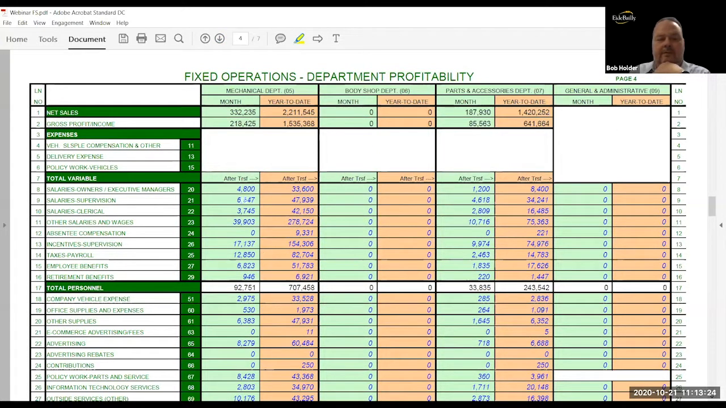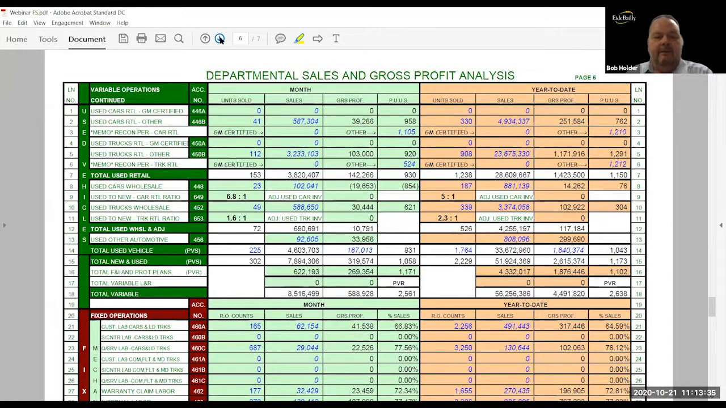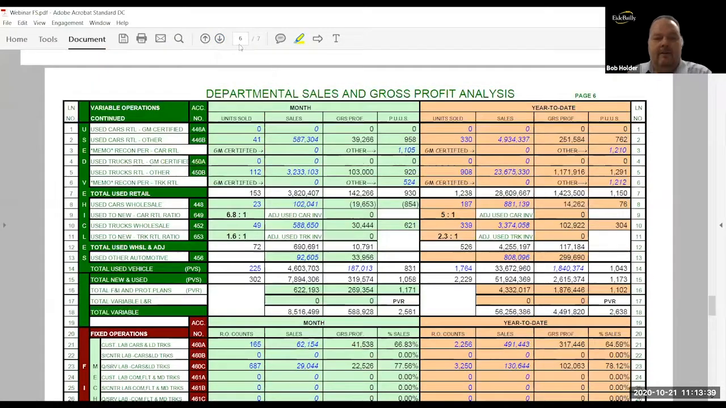So you have sales and gross. We're going to get back into this. I'm zooming through this just so you know the layout. And then more detail on the actual vehicles that are sold. That was new vehicles, and then here's used, and then fixed ops detail.